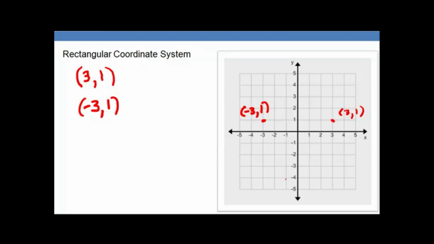What do you think we would need to land down in this section? We would need negative on both of them. So the point that matches our others is -3, -1. So we start at 0, 0, -3 on the x, -1 on the y, then we make our point.